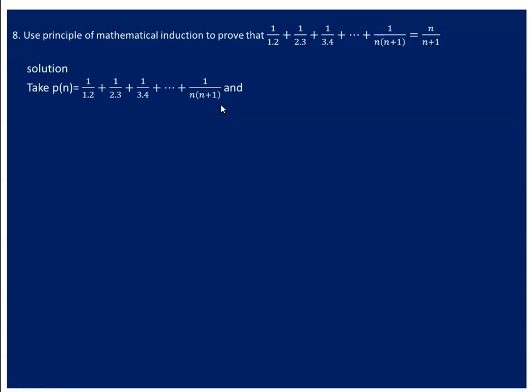1 over 1 times 2. Look, this doesn't mean 1.2, guys. This means 1 times 2. Then 1 over 2 times 3, 1 over 3 times 4. It continuously moves up to 1 over n times n plus 1. Call this p of n.